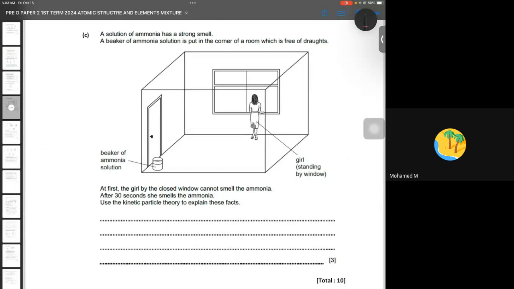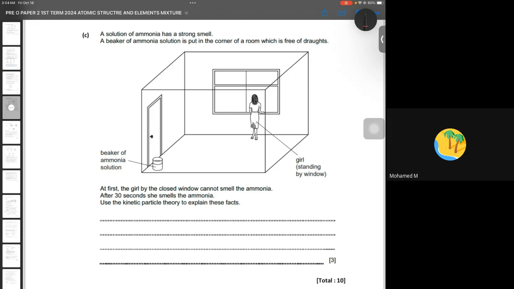A solution of ammonia has a strong smell. A beaker of ammonia solution is put in the corner of a room which is free of draughts. At first, the girl by the closed window cannot smell the ammonia. After 30 seconds, she smells the ammonia. Use kinetic particle theory. Basically, particles move randomly, and diffusion is when particles move from a more concentrated place to a less concentrated place.